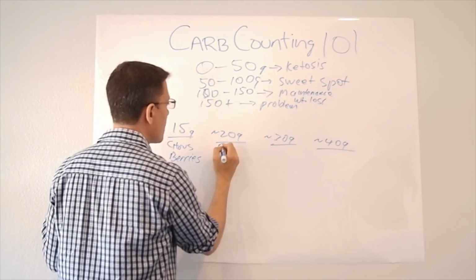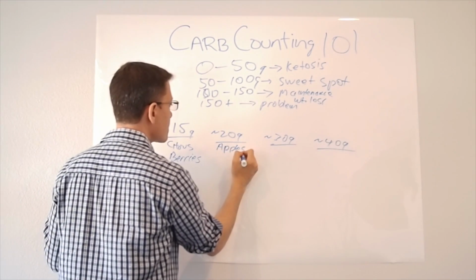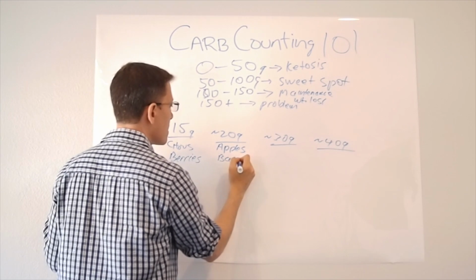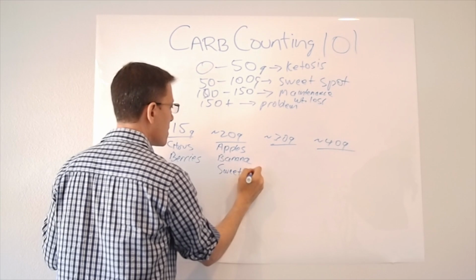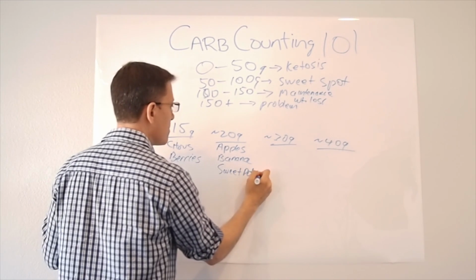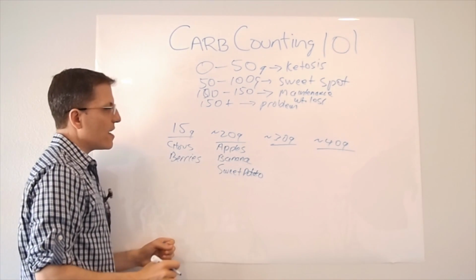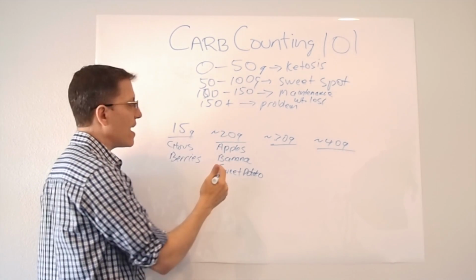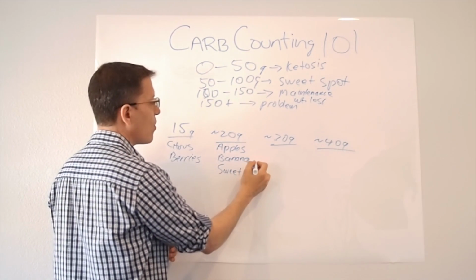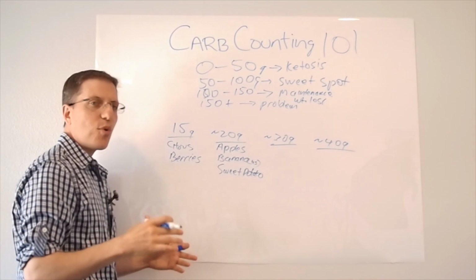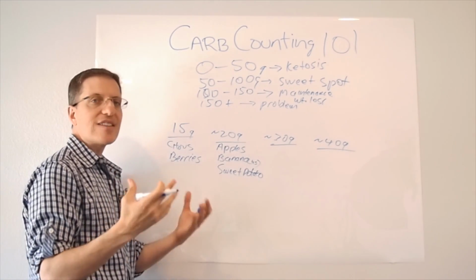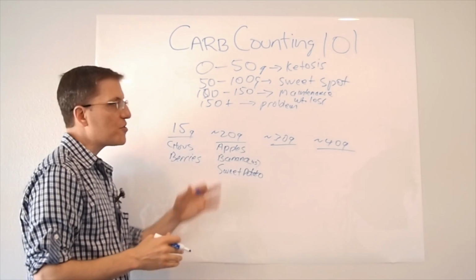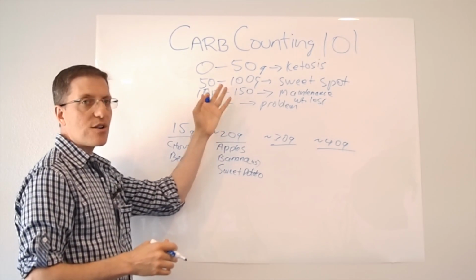For 20, we have apples, banana, sweet potato, one of my favorites, sweet potato. And again, we're talking about medium sized. This is like a little more, maybe 25, but you get the point that we can group these together so that you know during the day exactly where you are on your carbohydrate category here.